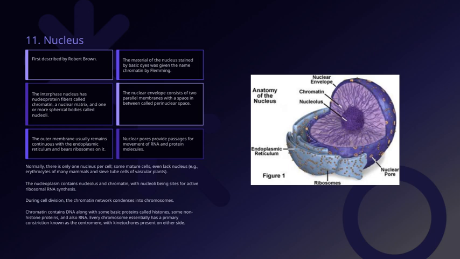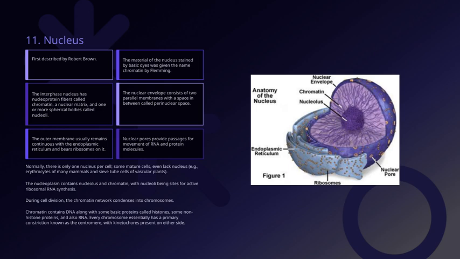The nuclear envelope surrounds the nucleus and consists of two parallel membranes separated by a space called the perinuclear space. The outer membrane is often continuous with the endoplasmic reticulum and has ribosomes attached to it, which plays a role in protein synthesis. The material inside the nucleus that stains with basic dyes was named chromatin by Fleming, highlighting its importance in genetic material. During the interphase of the cell cycle, the nucleus contains nucleoprotein fibers called chromatin, along with a nuclear matrix, and one or more spherical structures known as nucleoli.